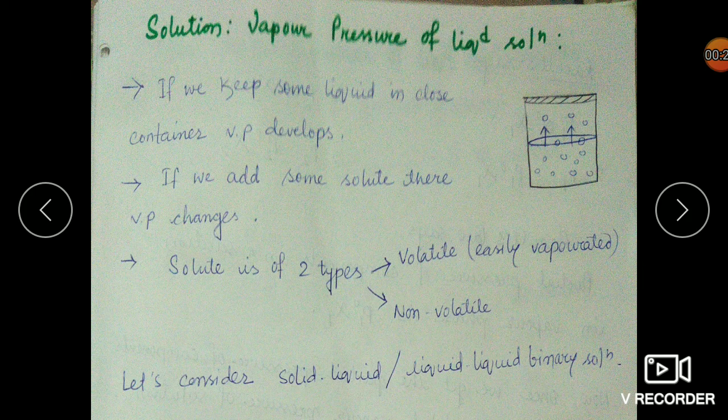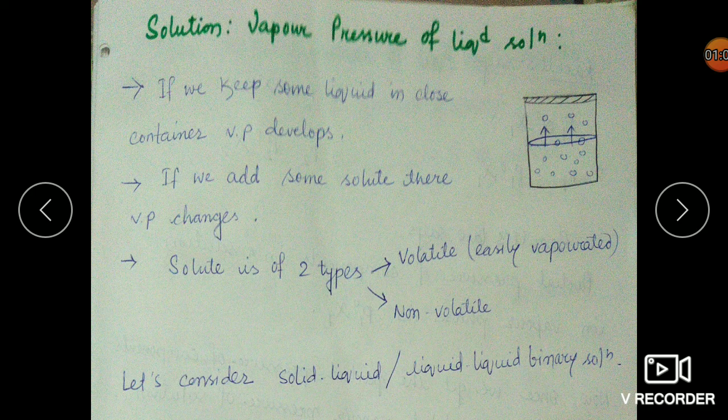Some point or some fact about this binary solution is, whenever you take a liquid in a closed container, means all four boundaries are set, the liquid cannot escape. Okay, so if you have taken some liquid in a closed container, then what happens, some vapor pressure develops. The liquid particles will go to the vapor phase and it will create some vapor pressure above the liquid. That is the first point.